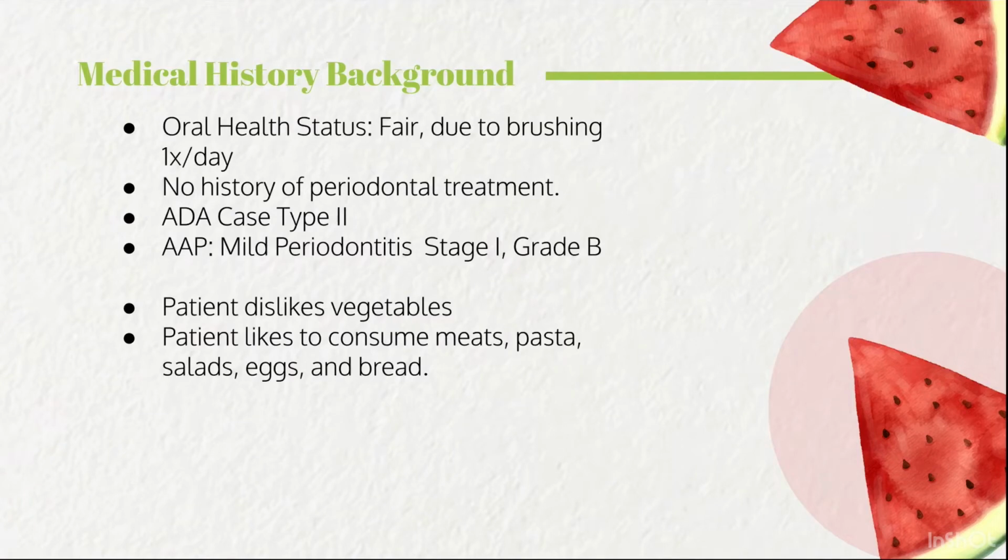So the patient's oral health status is fair due to only brushing 1 time per day. They have no history of periodontal treatment. They're an ADA case type 2 with an AAP of mild periodontitis, stage 1, grade B. And the patient reports that they dislike vegetables and they like to consume meats, pasta, salads, eggs, and bread.